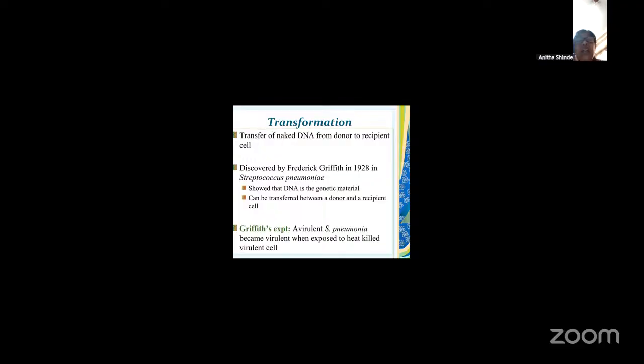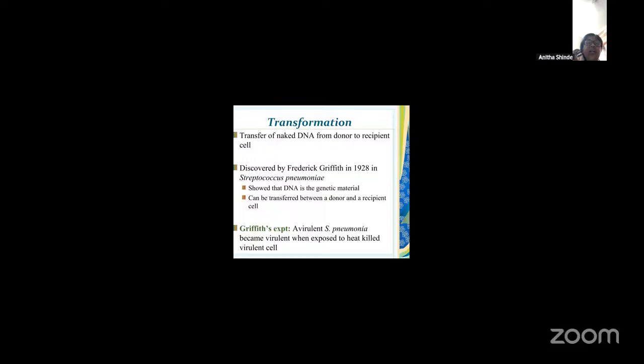So transformation is a phenomenon or a gene transfer mechanism seen in prokaryotes, and it is the first mechanism that was discovered, by Frederick Griffith in 1928 in a bacterium called Streptococcus pneumoniae. And what does it say? The definition of transformation is the transfer of naked DNA from the donor to the recipient cell. He did this experiment in Streptococcus and showed that DNA is the genetic material and it can be transferred between a donor and a recipient cell.